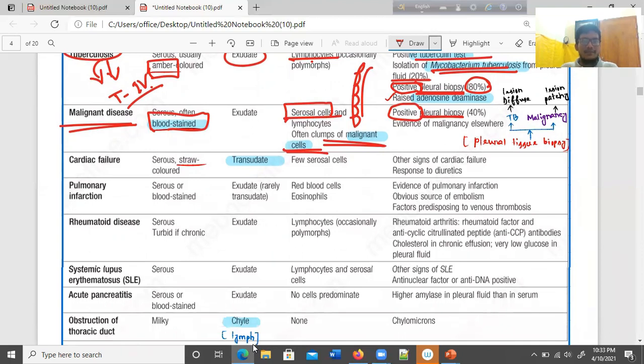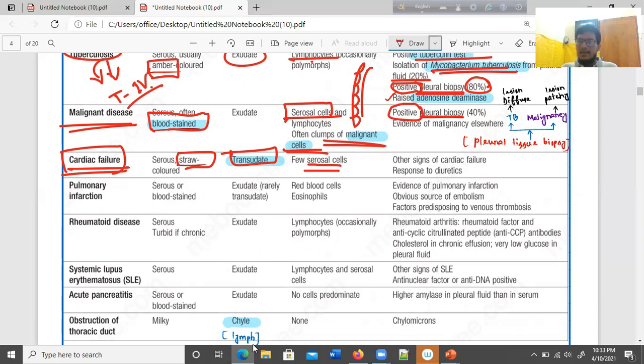And another one is cardiac failure. In cardiac failure, the pleural fluid will be straw colored, because cardiac failure leads to transudative pleural effusion. There will be no inflammation. That's why it is transudative, and the pleural fluid will be straw colored. And as for the pleural lining, you know that the epithelial cells tend to shed, so you may find some serosal cells, that means the lining epithelial cells of the pleura.